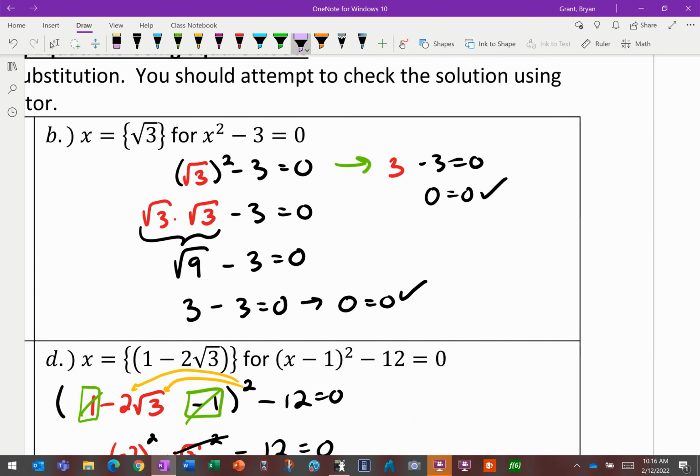Some of my students, and this is fine, would do a piece at a time. They do the square root of 3 squared, and they get here, and then they do this, and that's totally fine. But what we're going to do is do this in one fell swoop. That means all at once. So I'm going to take this square root of 3 squared minus 3 and substitute it into my calculator.